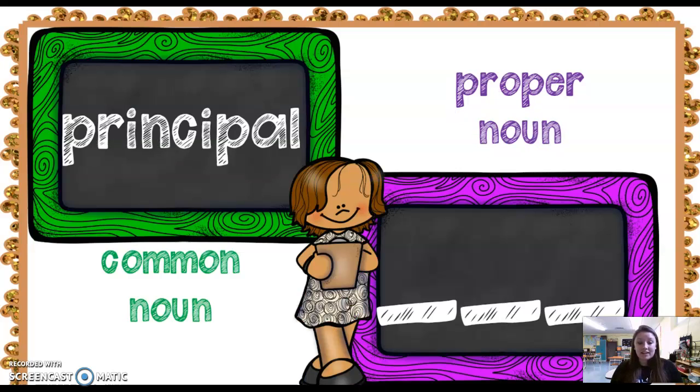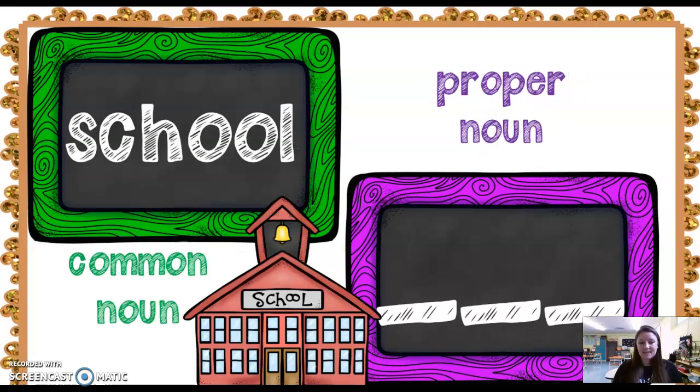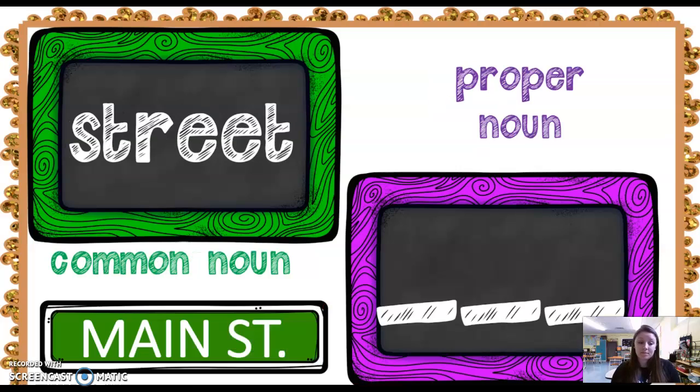Our common noun next is the word principal. Think of a proper noun. Think of a specific name of a principal. And how would you write that? With a capital letter at the beginning. Our common noun is school. What's a proper noun or a specific name of a school? You could say Main Street Elementary School. That would be capitalized because it's a specific name of a school.